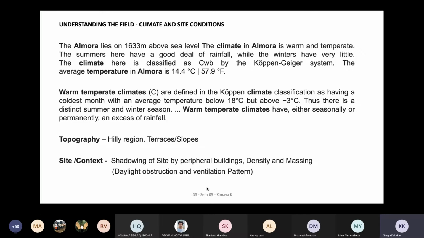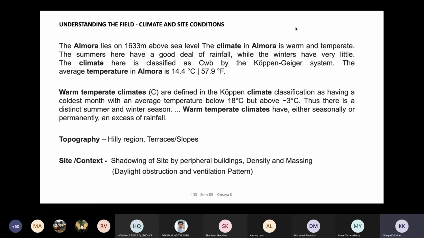Now, this is specific to Almora. So you need to understand the altitude, in terms of how much you are above sea level. What is the climate of Almora, which is a warm and temperate climate? What are the seasons like? Like the summers here have a good deal of rainfall. So which means the summers are pleasant, but at the same time, they are also moist or wet, while the winters have very little rainfall. So which means the precipitation is throughout the year. It's only the intensity that changes.